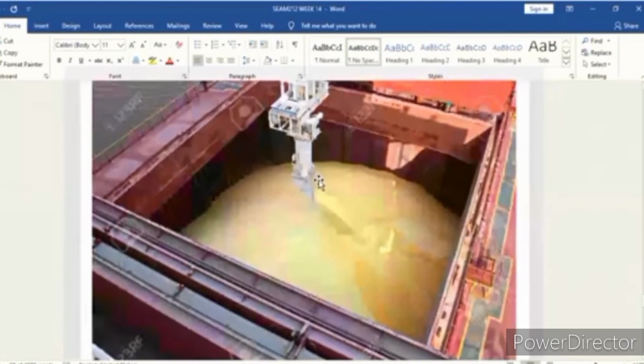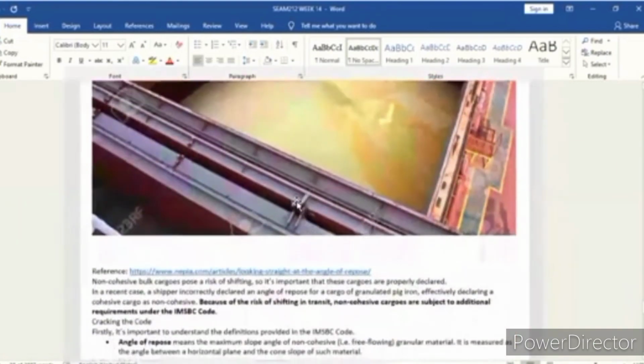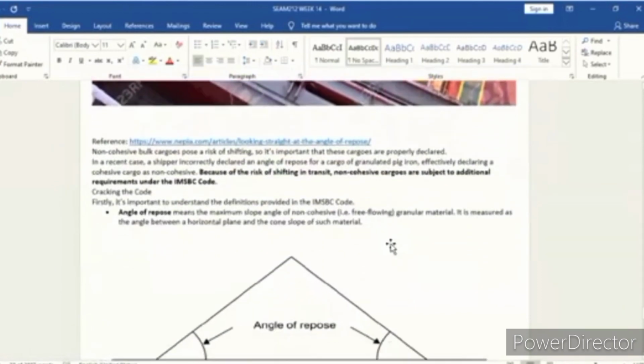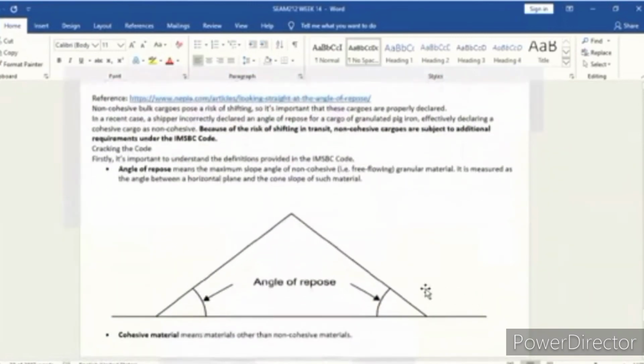But remember that if you carry cargo in granular form, sometimes it moves like water. So there will be a list to the other side, and the cargo shifts to that other side, and it can cause an excessive list. It might capsize the vessel.